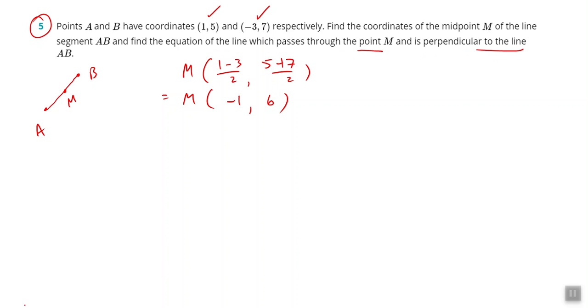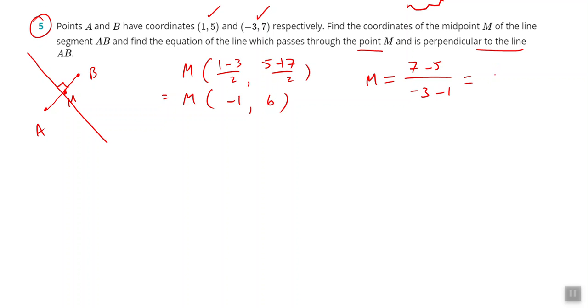Okay, so here we've got the line AB. What we're trying to do is find a line perpendicular to AB, also passing through the midpoint M. So essentially, first of all, we need to find the gradient of AB, because in order to get the gradient of the perpendicular line, we need the original gradient.